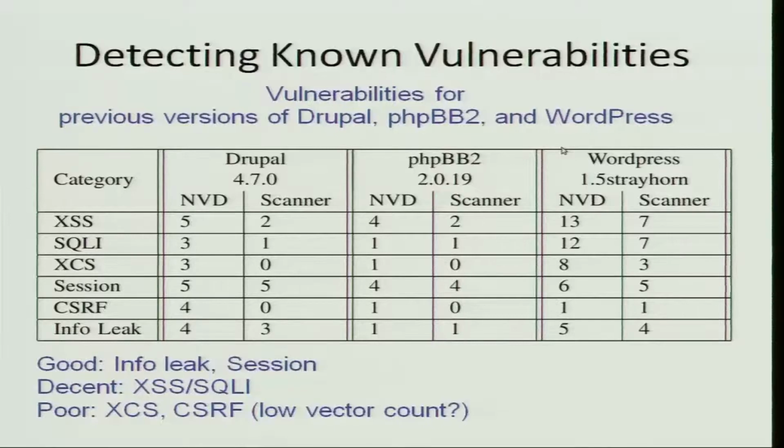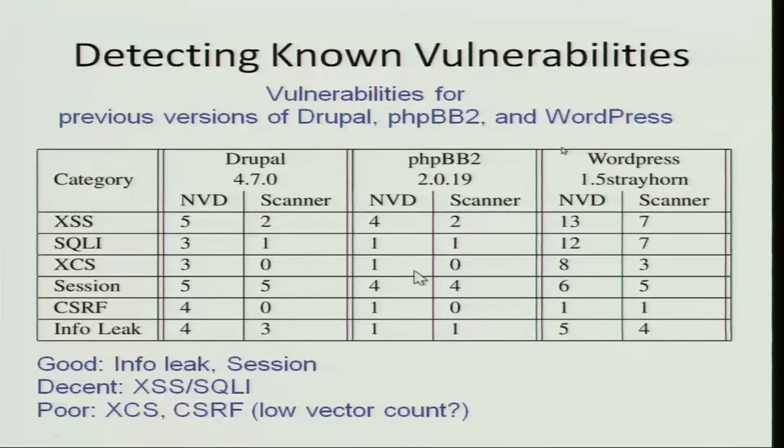And it turns out that it did pretty well in the session hijacking kind of attacks. It did quite well in the information leak kind of things. For CSRF, it found none of the four. In case of Drupal, in this case only in WordPress it found one. Session is consistently doing well in all the scanners, it seems, but if you look at the XSS, it's doing about half in all cases. SQL injection is doing about half or one third.